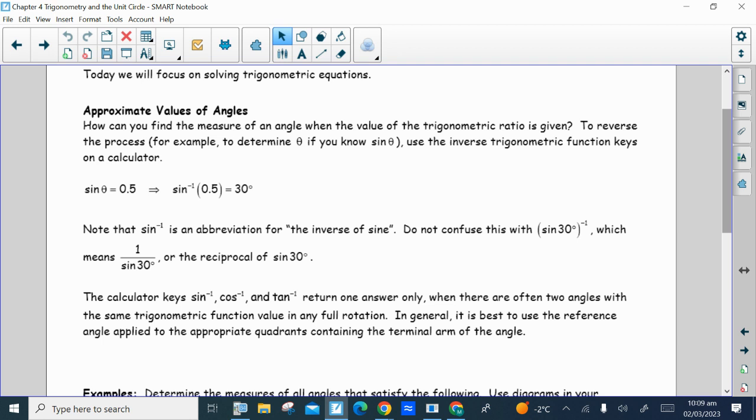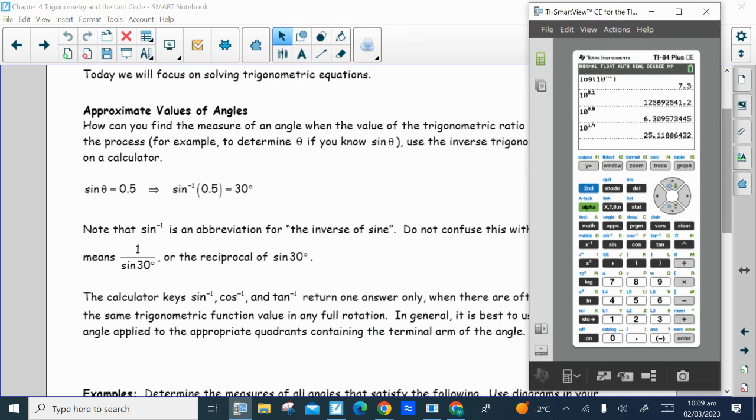How can you measure the angle when the value of the trig ratio is given? To reverse the process, for example, to determine theta if you know what sine theta is, we use the inverse trig function keys on the calculator. So if you're told that the sine of theta is 0.5, then we go second function sine, which will give us sine to the -1 of 0.5, and that will give you the answer as 30 degrees.